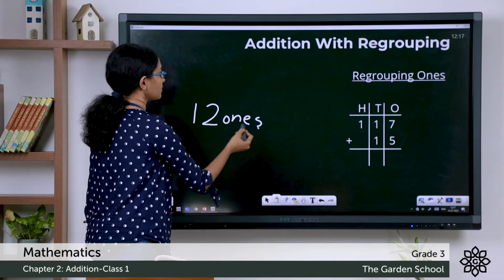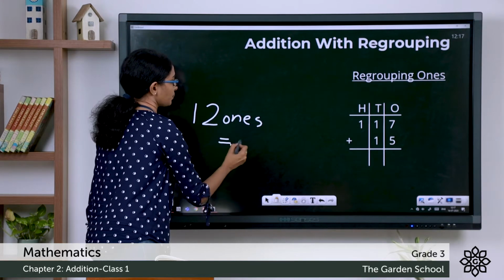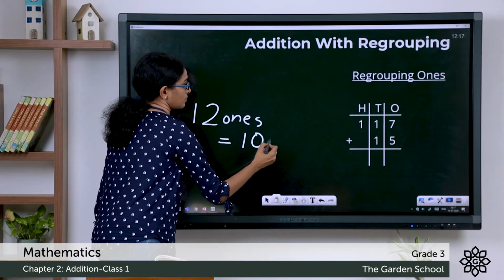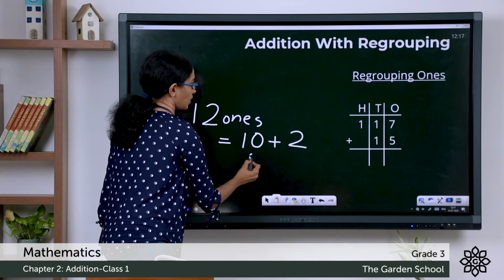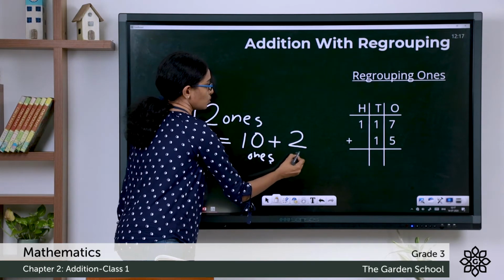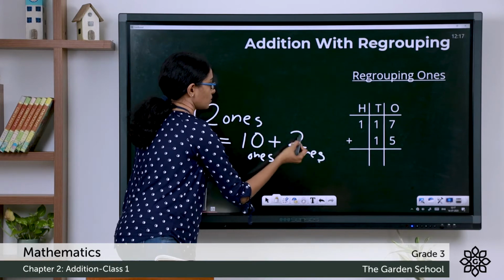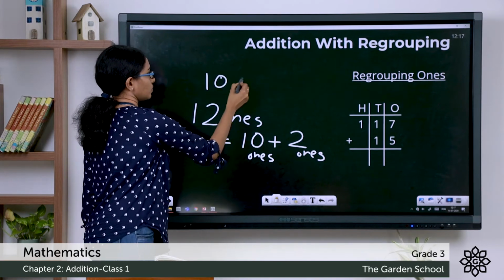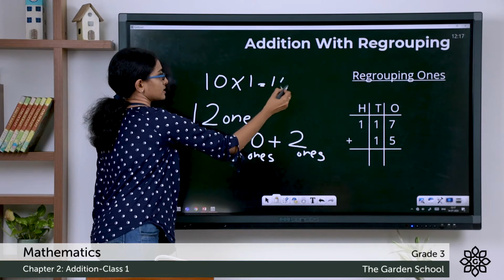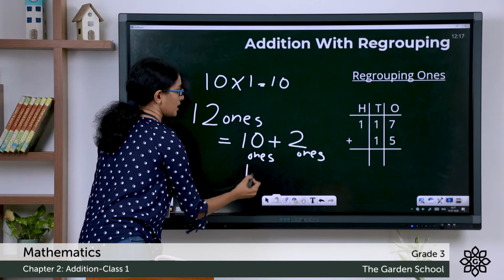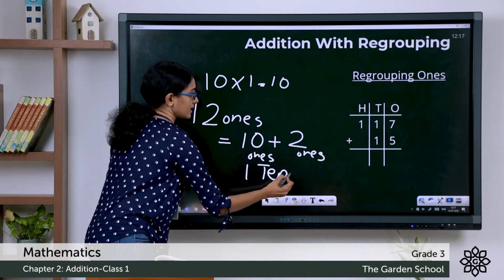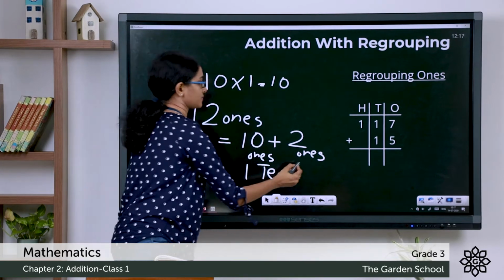So here we have 12 ones, which is equal to 10 plus 2. That is 10 ones plus 2 ones. So we know 10 ones make 1 ten itself. So let's regroup these 10 ones into 1 ten and then 2 ones.